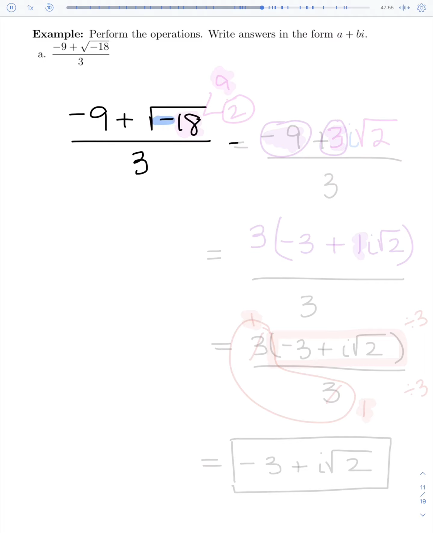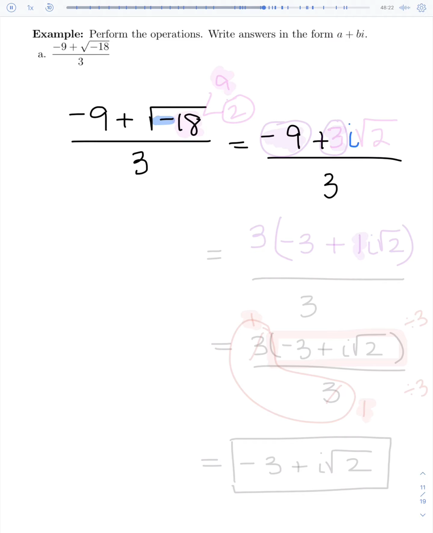Let's simplify that first. So we've got our -9 and our 3 on the bottom. Be careful, you cannot reduce the -9 and the 3 unless you can factor something out of the entire numerator. And right now we can't. All we can do is start by pulling out the i from inside the square root. So let's start by pulling out that i.